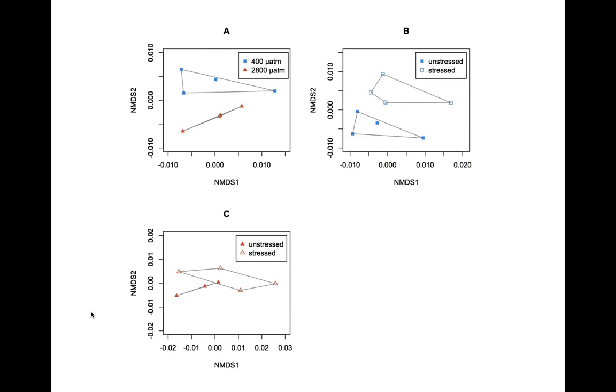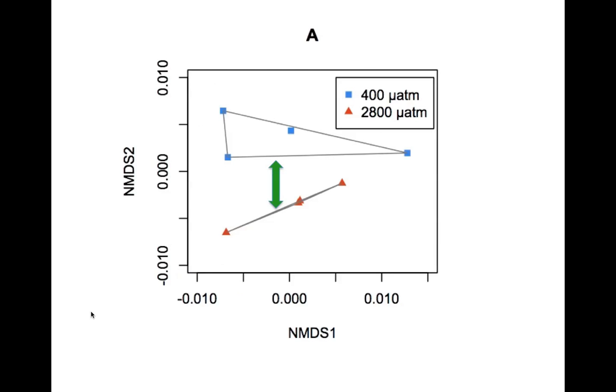In plot C, it's similar to plot B, except these are non-stressed and mechanically stressed oysters at 2,800 microatmospheres. That's the ocean acidification scenario. And there's no significant difference between these two treatment groups. So we can look at these a little more closely and actually find out which proteins are causing this shift in expression between the two treatment groups.